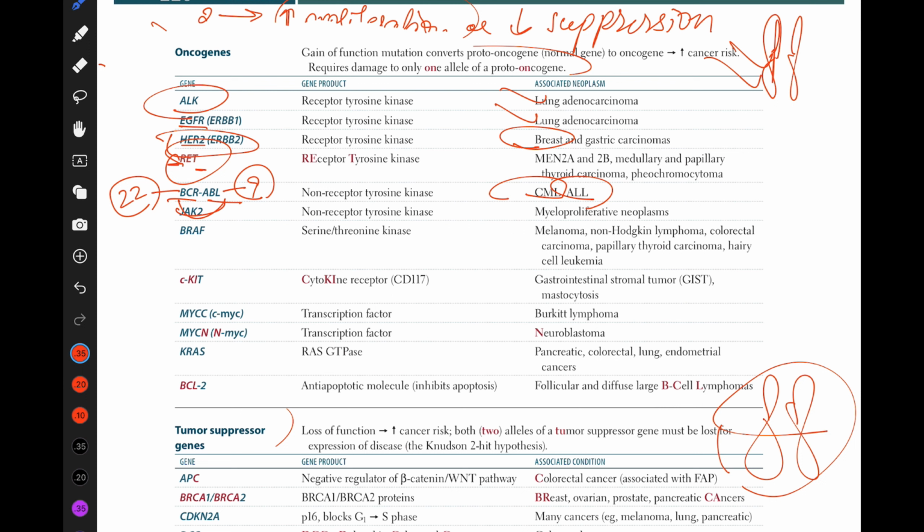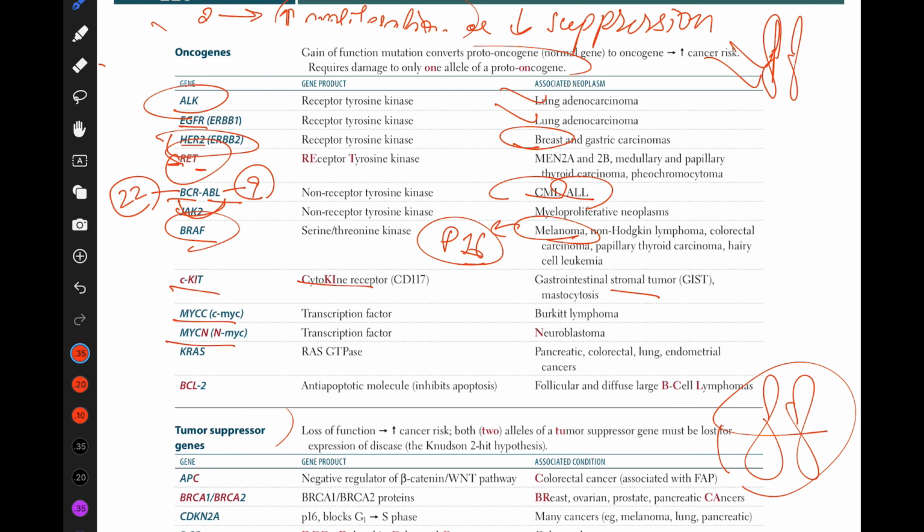And there are other types like JAK2, Janus kinase 2, that will cause myeloproliferative neoplasm. BRAF is the B-rapidly accelerated fibrosarcoma, and it is called a melanoma gene. BRAF is causing melanomas, and c-KIT, a cytokine receptor, is also involved in tumors.